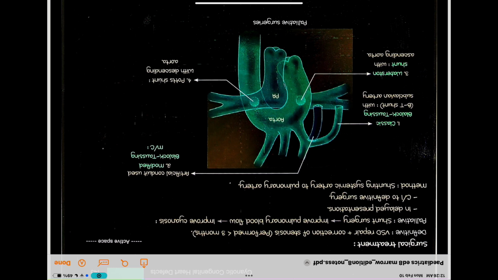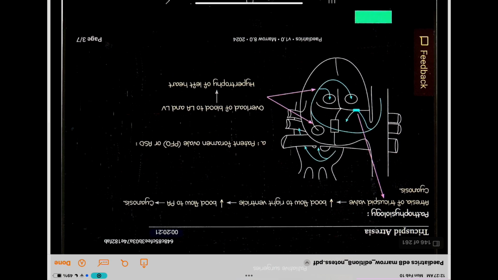Third is Waterston shunt with ascending aorta. Fourth is Potts shunt with descending aorta.